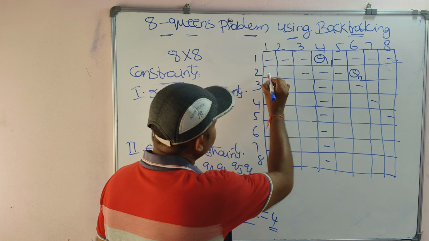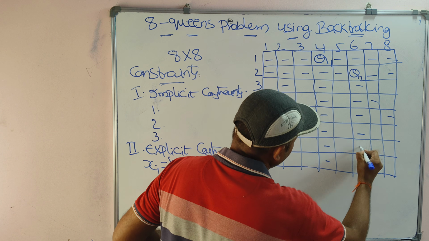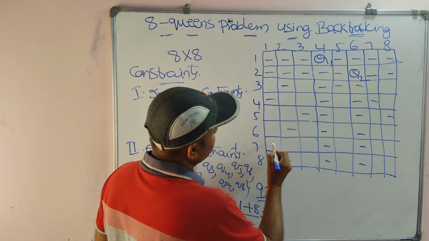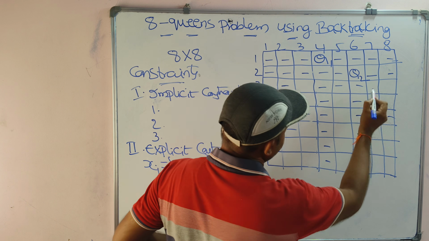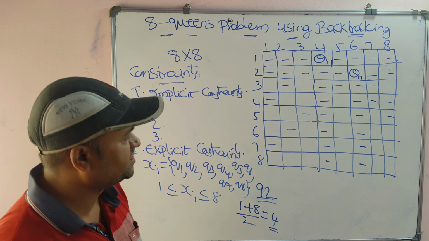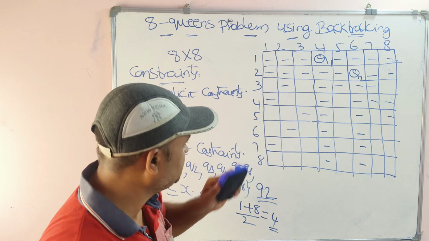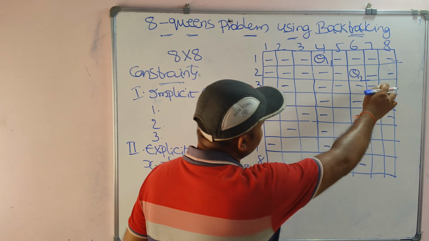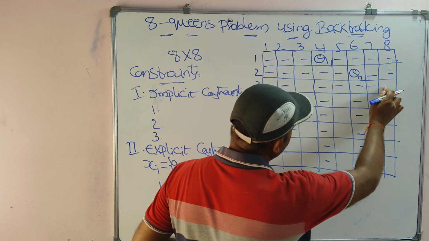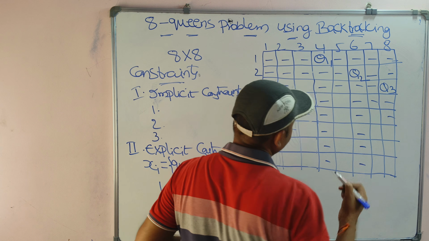So we can't place another queen in the same row. Next, same column. Next, in the same diagonal also we can't place. Okay. Next, let us place queen 3 in the third row. Let us take the rightmost cells from queen 2. Here we have only one rightmost empty cell from this cell. So let us place here.